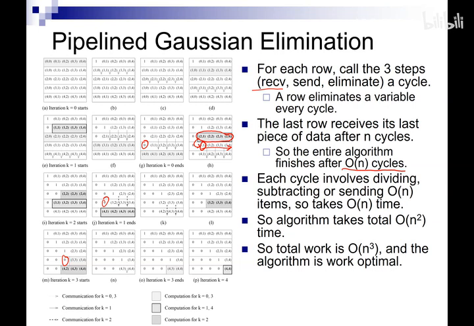Instead of the previous non-pipeline version, which took n squared log n, this one only takes n squared time, so therefore the total work is going to be n cubed in this algorithm.